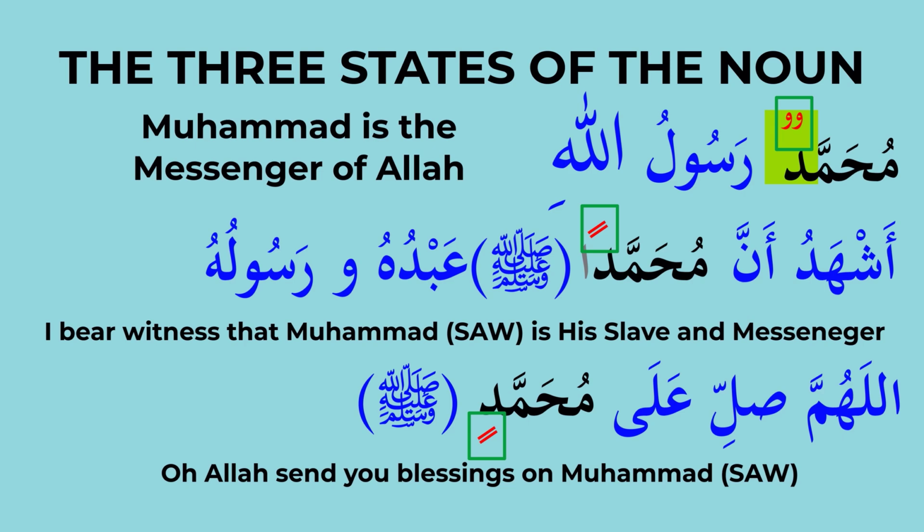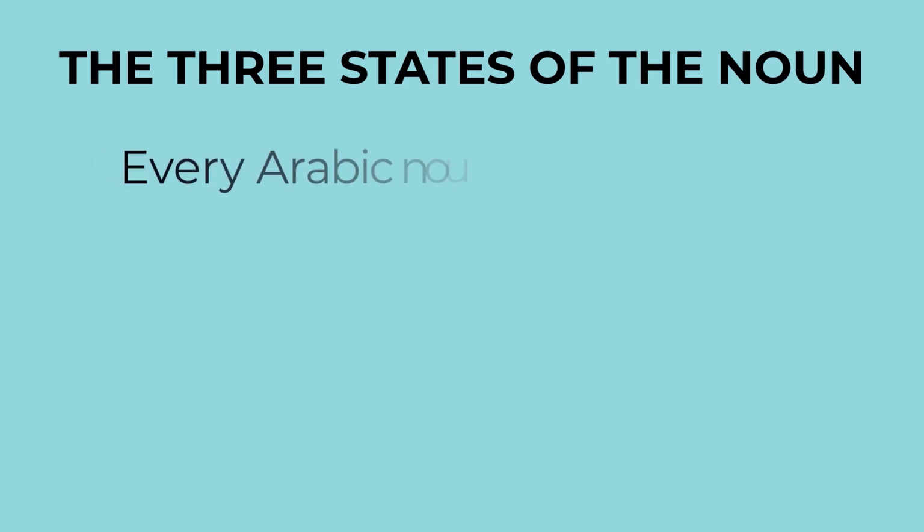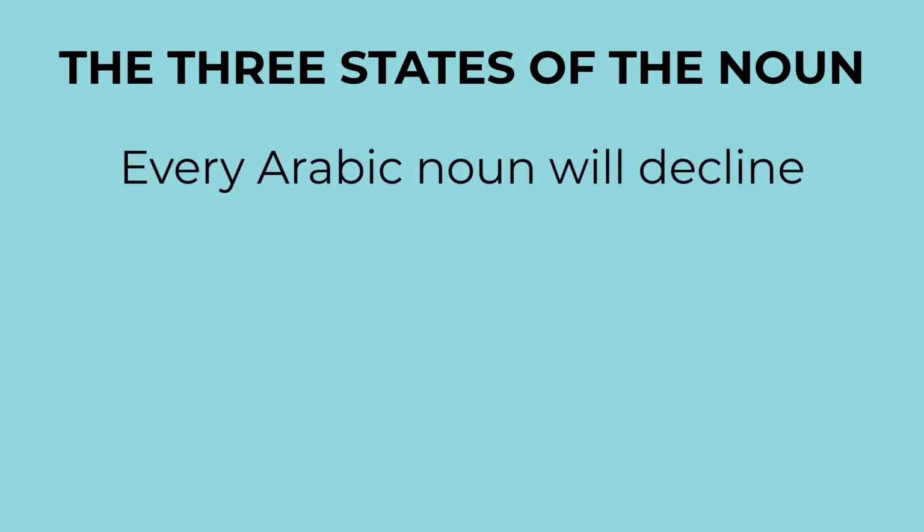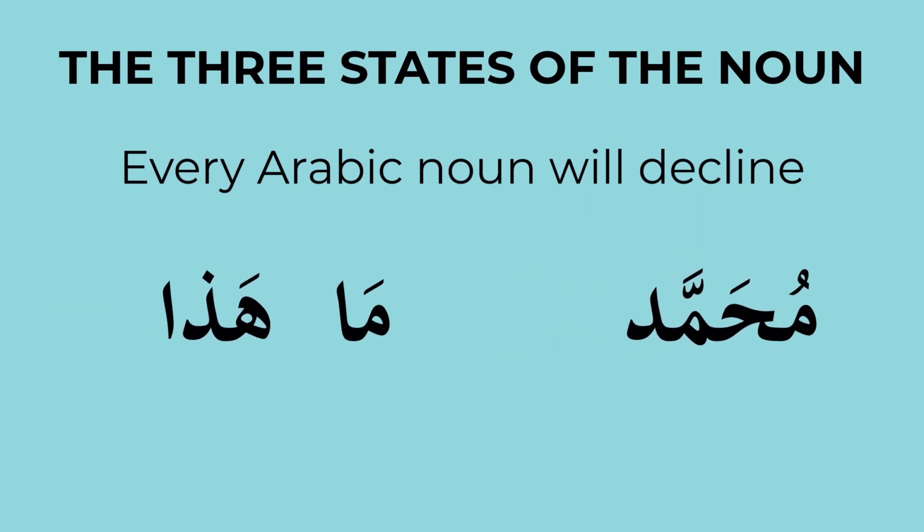Dun. What is it? Dun. And what is this? Dan. And what is this? Din. Say it again loudly. Dun. Dan. Din. These are the 3 declensions. Okay? Every Arabic noun will decline.